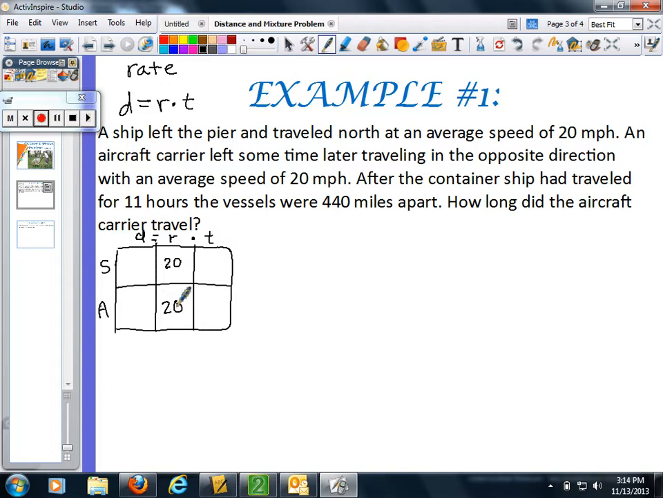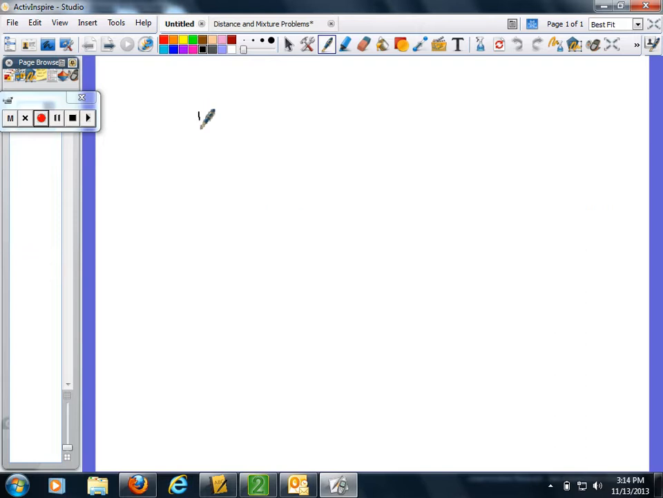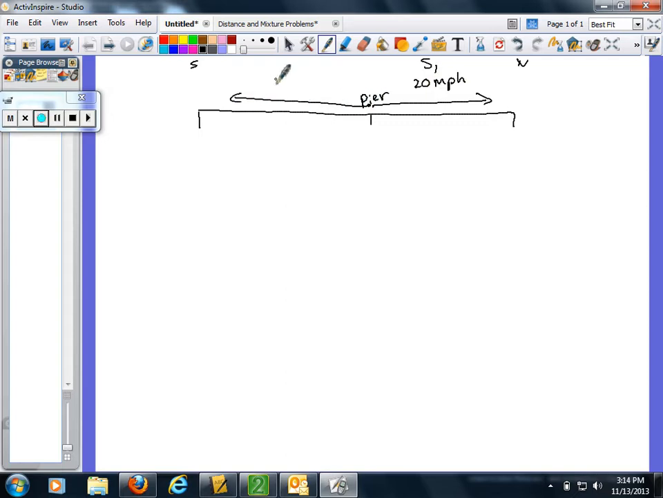Okay, so let's actually draw a picture real quick. Alright, so we're going to say this is the pier. Okay, and the ship left, and we're going to call this north, and this is going to be south. This ship left and traveled this way at 20 miles per hour, and this is the S, and this one left and went this way, traveling at 20 miles per hour, and this is the aircraft carrier. Okay, we're going to keep adding to this as we go.